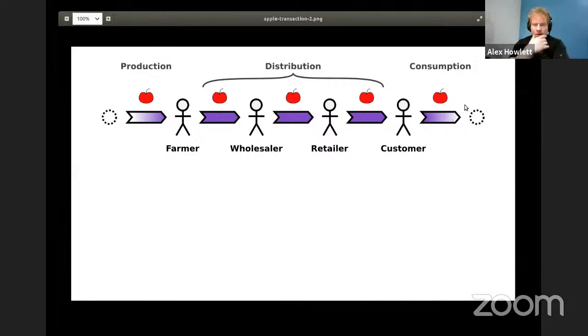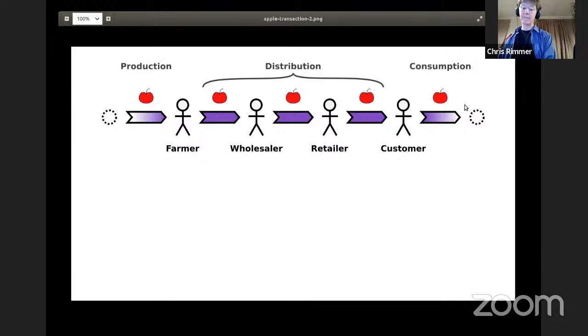So maybe one way of putting it would be that the apple represents a certain amount of wealth. When it's produced, the wealth is created, and then people pass it around, and ultimately someone eats the apple, and then the wealth is destroyed at that point. Yeah, absolutely. Perfect. Okay, so the producer does the work and the consumer gets a benefit.